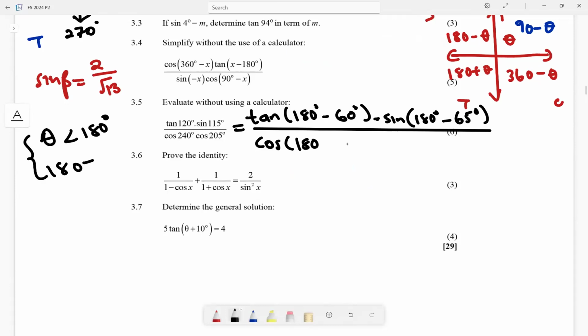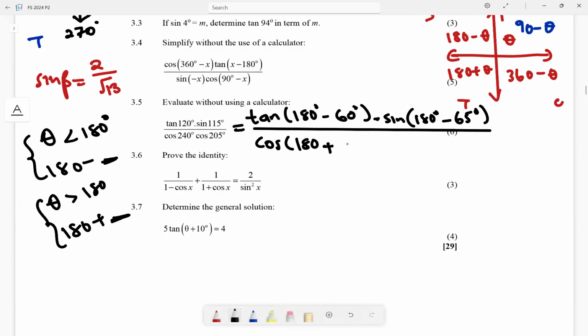180 minus whatever that angle is, okay? If your angle is greater than 180, it means you'll use what? 180 plus whatever this value is here. So can you see this one is less than 180? I use my 180 minus. This one is less than 180, I use 180 minus. This one is greater than 180, I use 180 plus. But mathematics is fun.